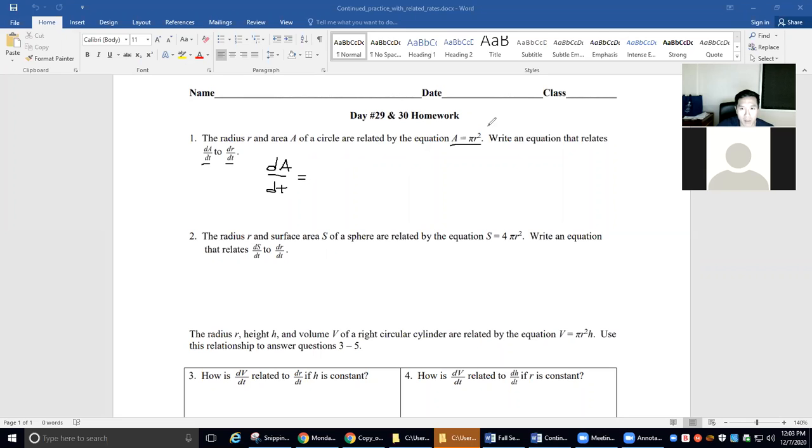Equal to, now remember, this is pi times r squared. So pi is a coefficient, so nothing happens to this coefficient, okay? It just remains there because it's actually a representation of a number. And then we take the derivative of r squared, so you get 2r, but we also have to write what? Times dr/dt.